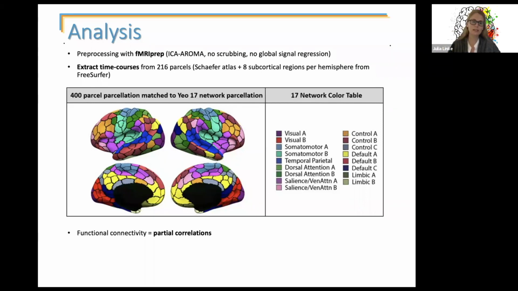To extract the time courses, we decided for a recently published parcellation scheme with 200 cortical parcels that we augmented by 8 subcortical regions per hemisphere. And then the time courses were extracted from native space. From that, we calculated the connectivity matrices, and we decided for partial correlations, as they offer a direct as opposed to an indirect or shared estimate of the association between two nodes.